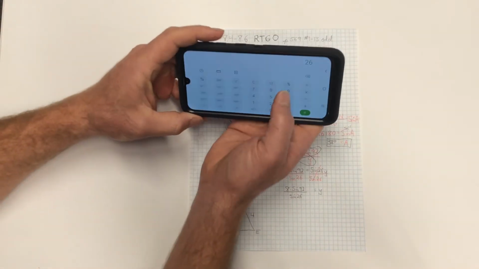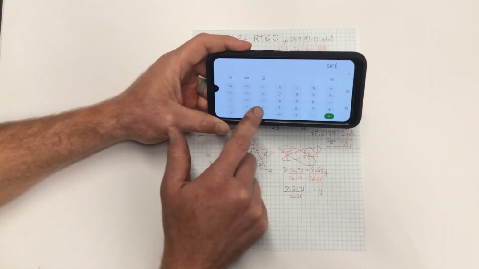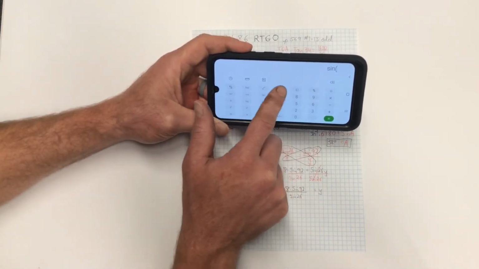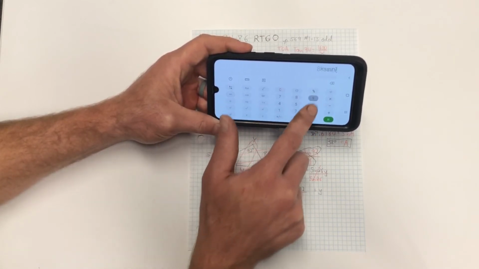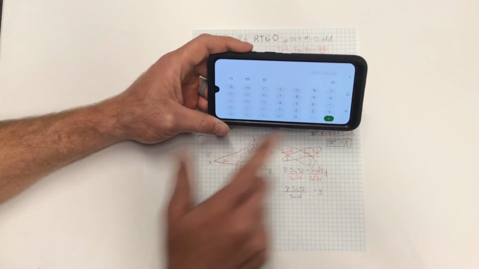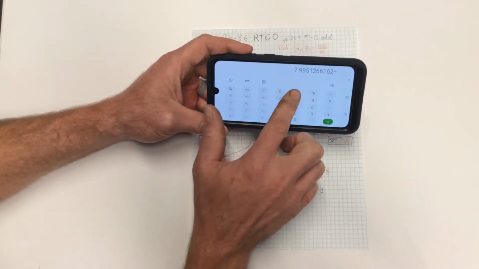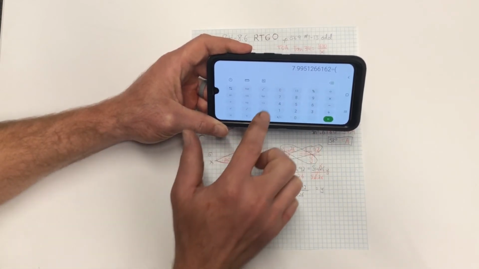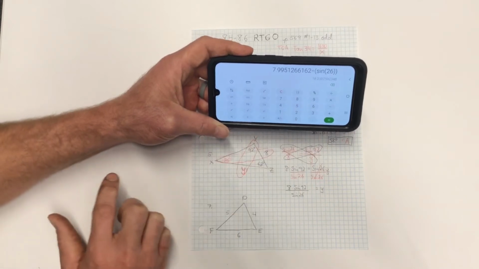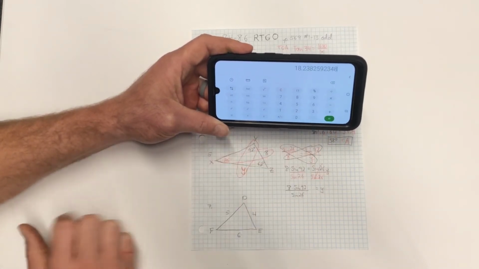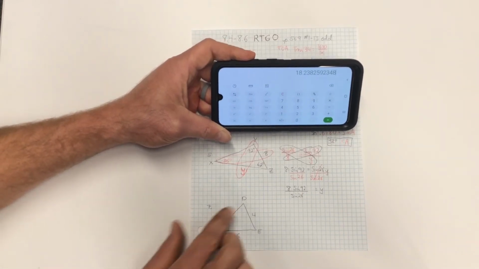So let's walk our way through that. I can do some of it quickly. Sine, I will just start from the beginning. 8 times sine of 92 equals that number. And then we need to divide by, I'm going to put this in parentheses so that the sine gets calculated right, sine of 26. And hit equal, and we get 18.2, which is correct. 18.2.